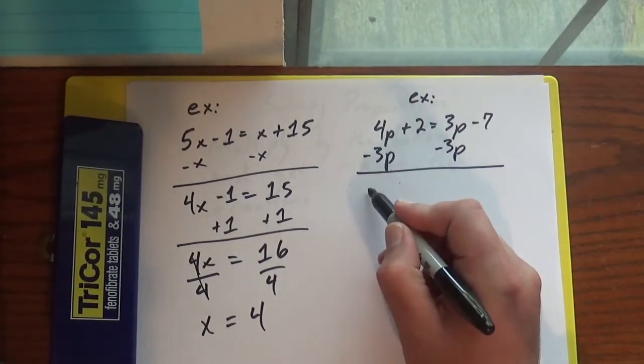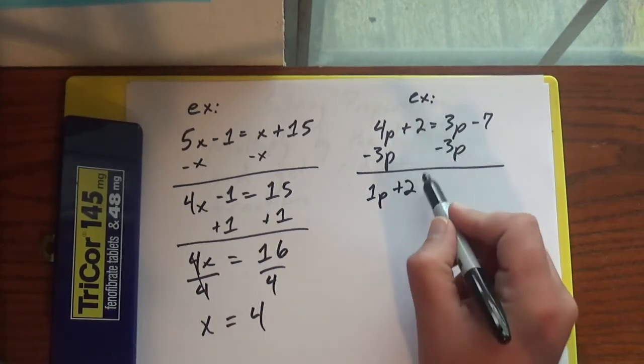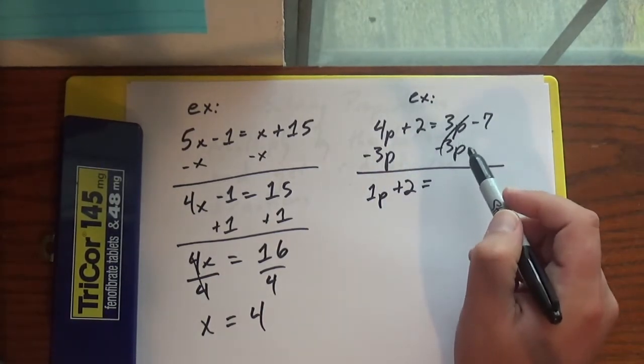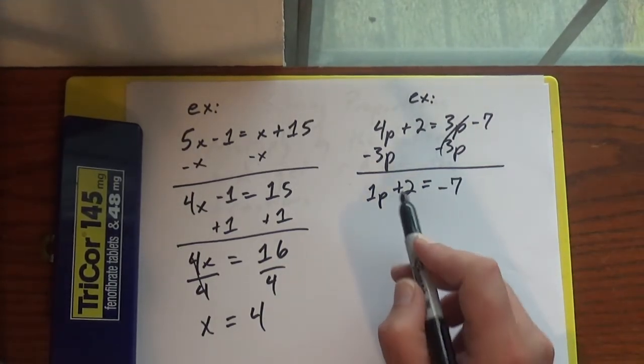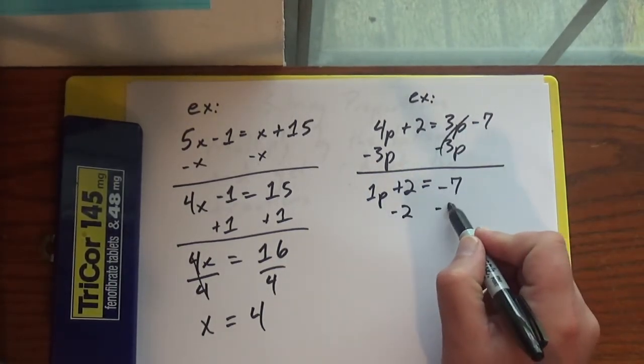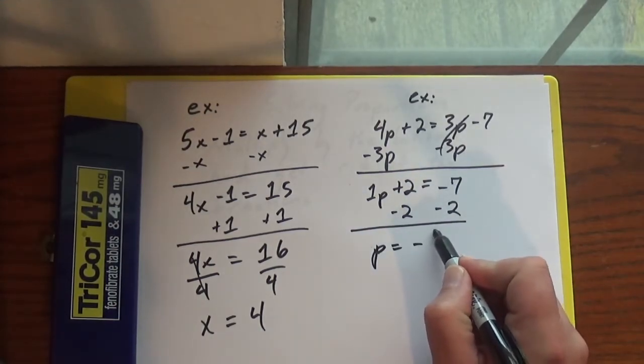So 4 minus 3, I've got 1p. My 2 comes down. My equals comes down. Those are gone. My negative 7 comes down. I'm going to subtract. P equals negative 9.